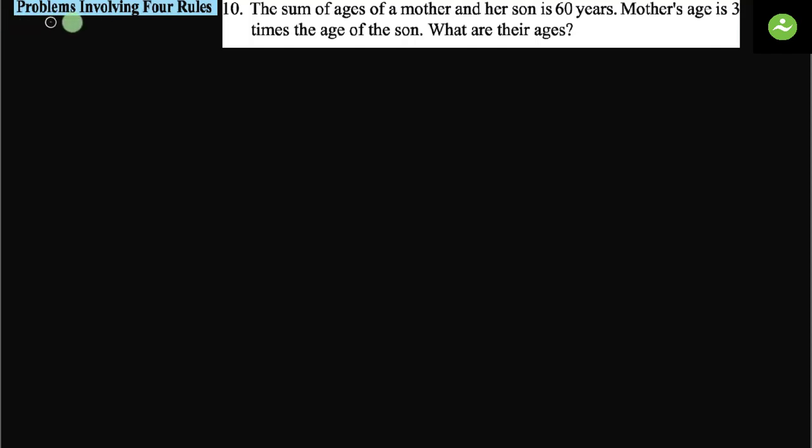The topic is problems involving 4 rules. Exercise 3.